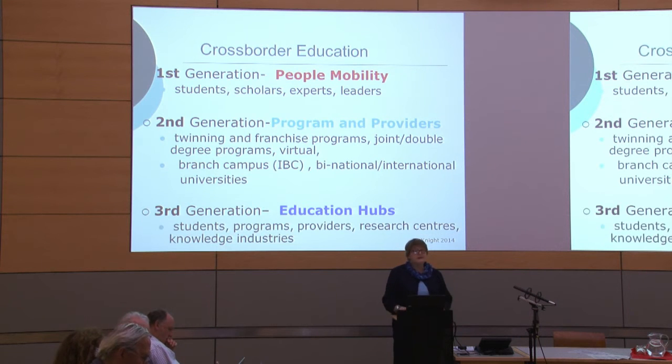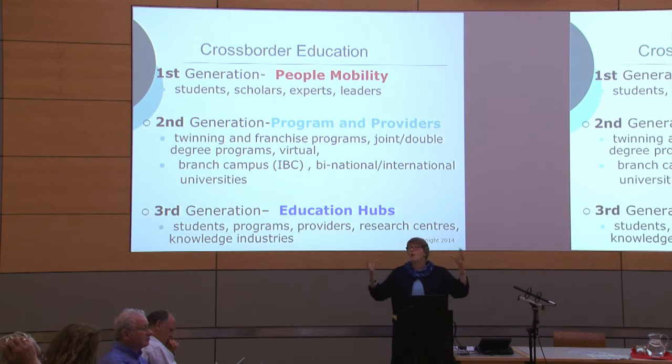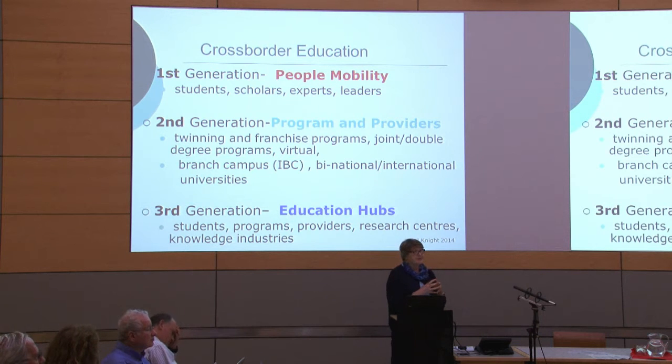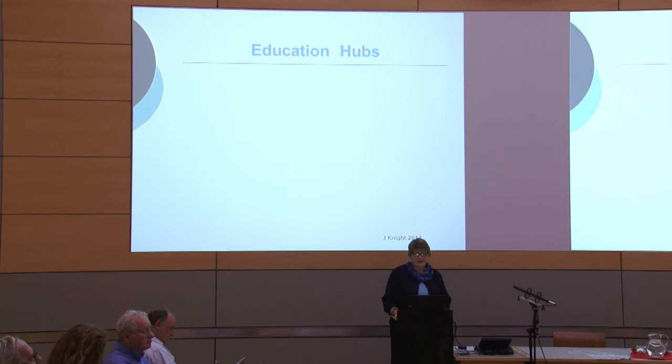The third one, which is our focus, is education hubs. And what I'd like to describe an education hub as is a whole greater than the sum of the parts. This is where the students, yes, are moving. The programs are moving. The research centers are coming together. The knowledge industries. So this is the concept that it is cumulative from people mobility and program and provider mobility, but includes new actors, which will be the research centers and the knowledge industries. Because a lot of the discussion that we've had today around academic mobility is more in the teaching aspect than in the research aspect. So this is an important part of the education hub.